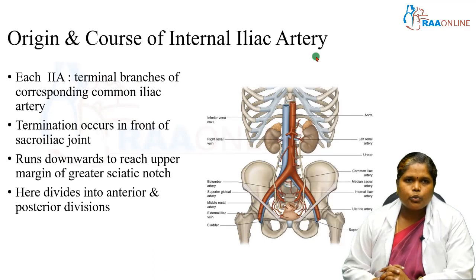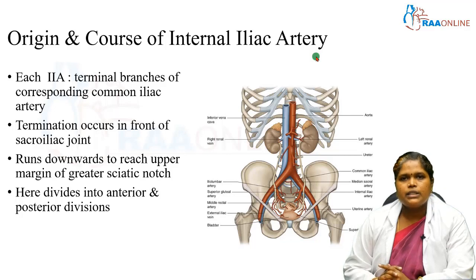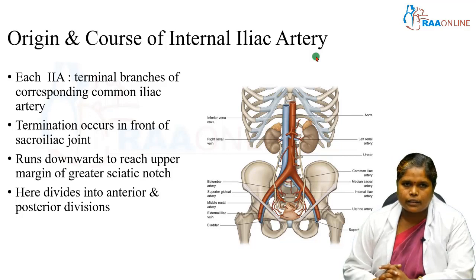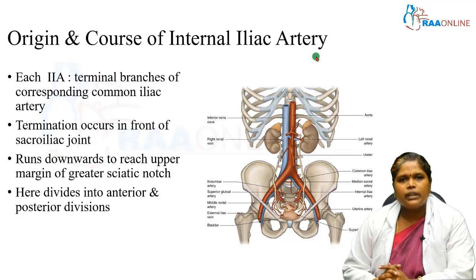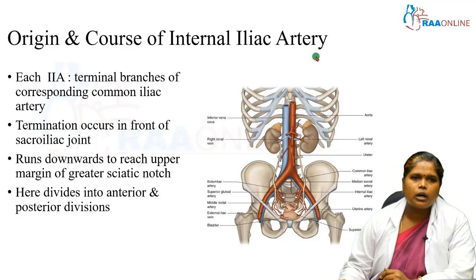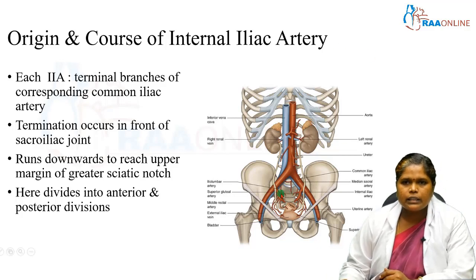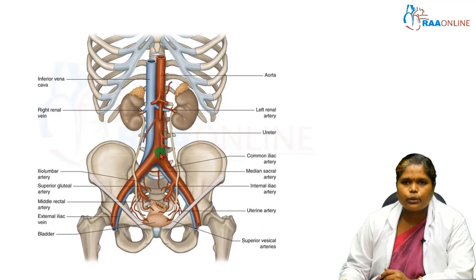So first we will see about the origin and course of the internal iliac artery. So each right and left internal iliac artery, these are terminal branches of corresponding common iliac artery. So the right common iliac artery will terminate into right external iliac and right internal iliac artery. So we have two internal iliac arteries on either side. So this termination of common iliac artery, here you can see in the picture, this is abdominal aorta which divides into two common iliac arteries.